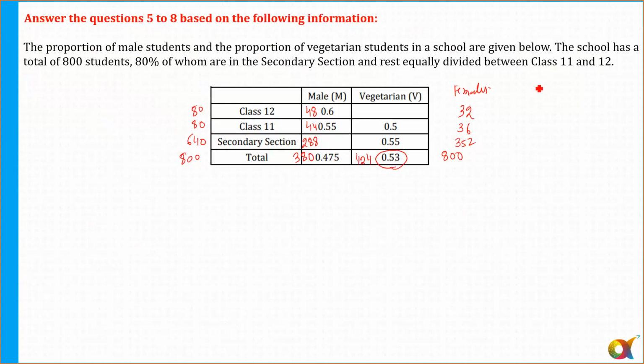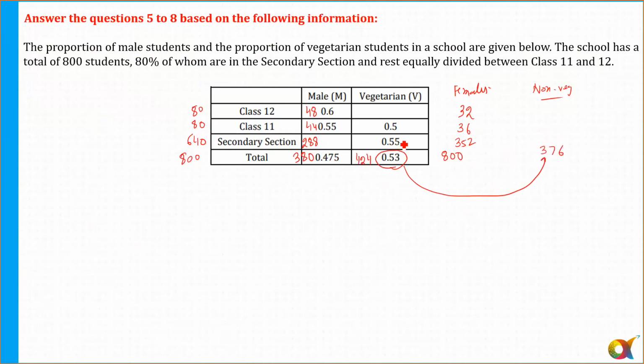Okay. So I can also find out the non-veg here. Total number of non-veg. So the total is 800. Remember, veg plus non-veg has to be equal to the total number of students. So out of 800, 424 are veg. So the number of non-veg people is equal to 376.